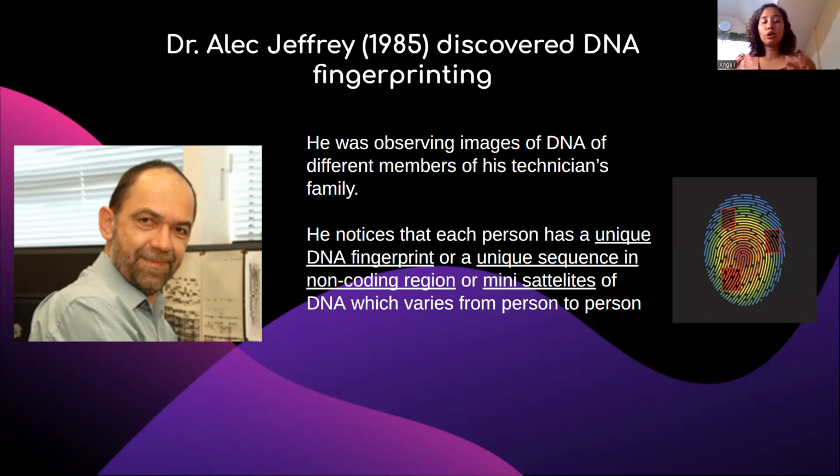And are they also called minisatellites or microsatellites? So, in these satellites, these are unique sequences found only in Alec, only in Joshua, only in Junjun. So, it's unique just like a fingerprint.